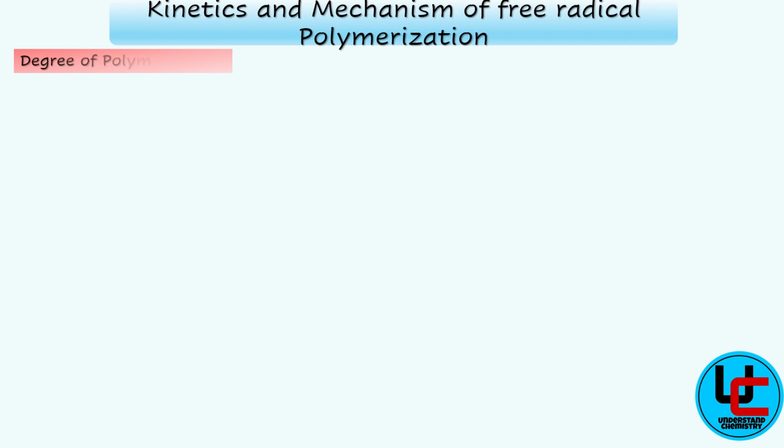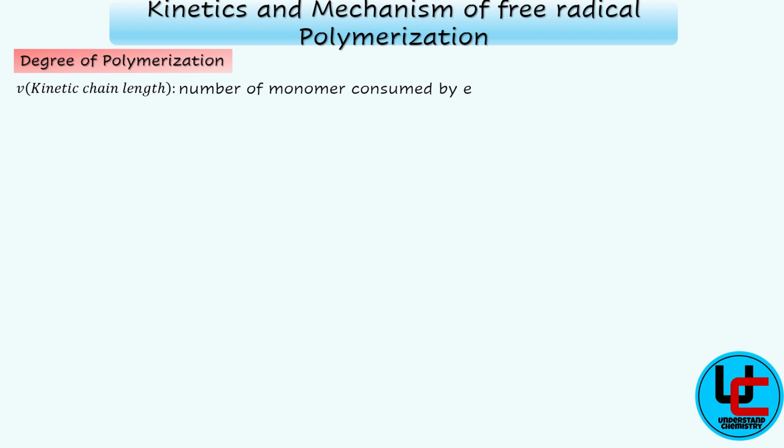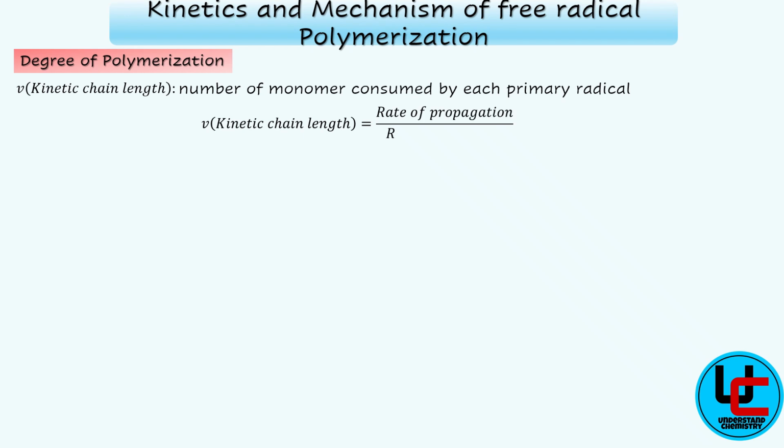Let us find an expression for the degree of polymerization for free radical polymerization, which is the total number of monomer units in a dead polymer chain. The degree of polymerization can be calculated in terms of kinetic chain length, which is the number of monomers consumed by each primary radical. Mathematically, kinetic chain length nu is equal to the rate of propagation over the rate of initiation, or the rate of propagation over the rate of termination if we use the steady state assumption that describes the rate of initiation equals the rate of termination.